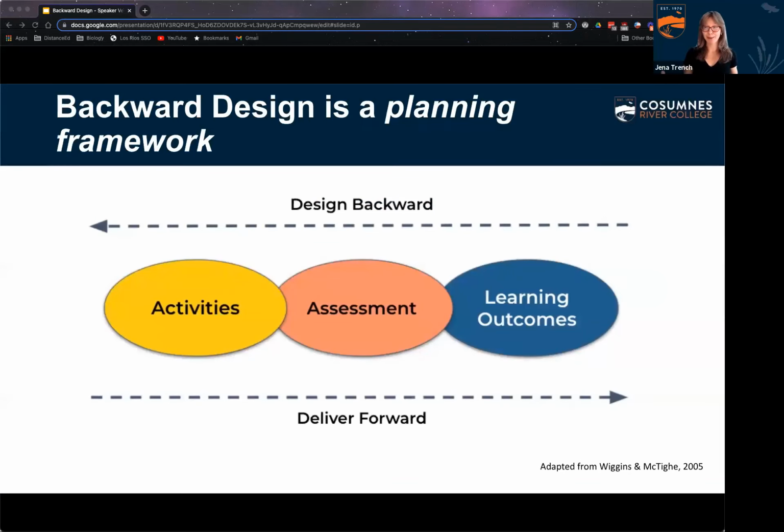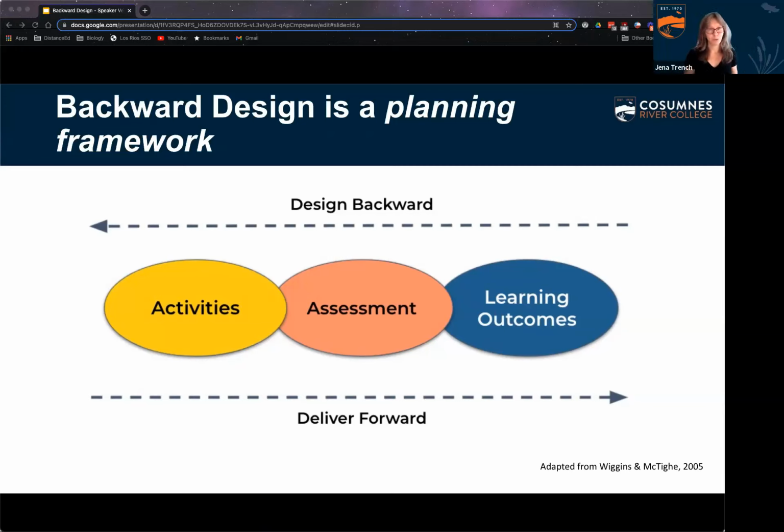Okay, so what is backward design? Raise your hands if you have heard of backward design before. I don't see any hands raising. Okay, so backward design is a planning framework. It's not really a teaching philosophy because backward design is something that should be happening before we even get into the classroom or before we open up our online courses in Canvas to our students.